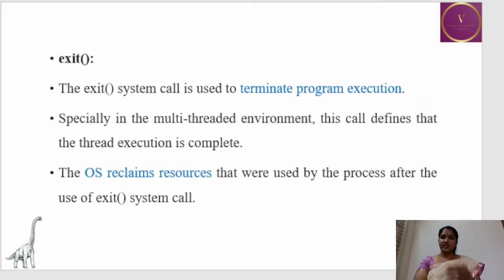And exit is proper termination, that is the proper way of completing the process and coming out of the process. So this is used in a multi-threaded environment. The exit system call is used to terminate a program execution, especially in the multi-threaded environment. This call defines that the thread execution is complete, that is proper completion of the thread, and the resources will be given back to the operating system. That is, the OS reclaims resources that were used by the process after the use of the exit system call.